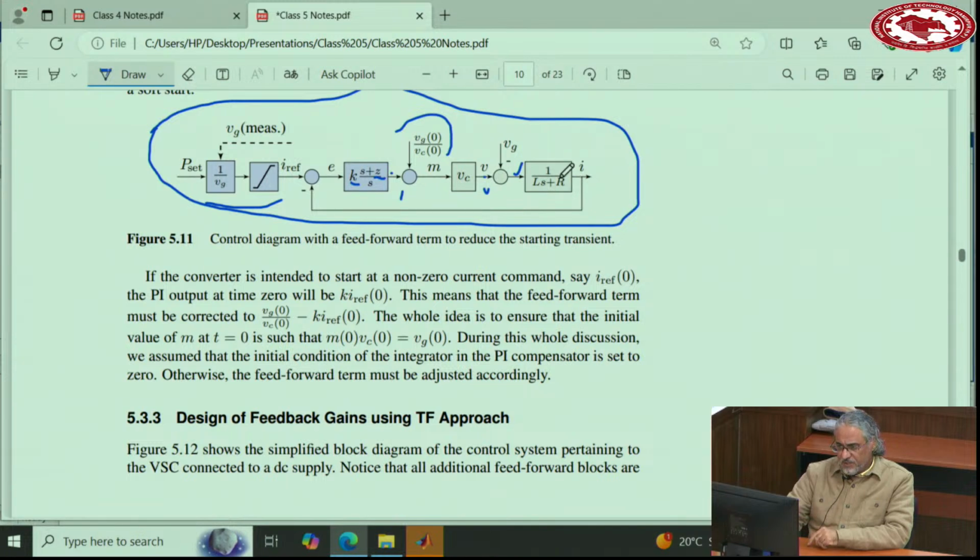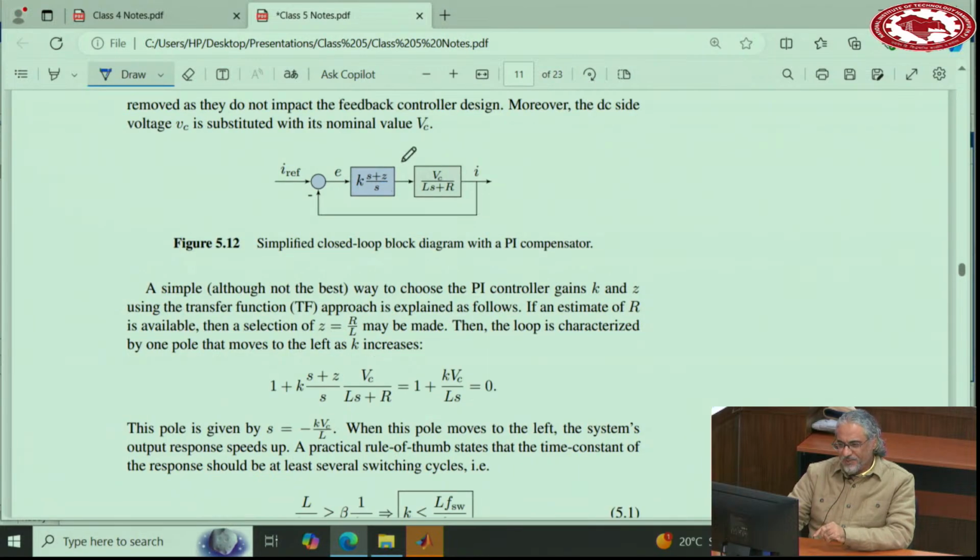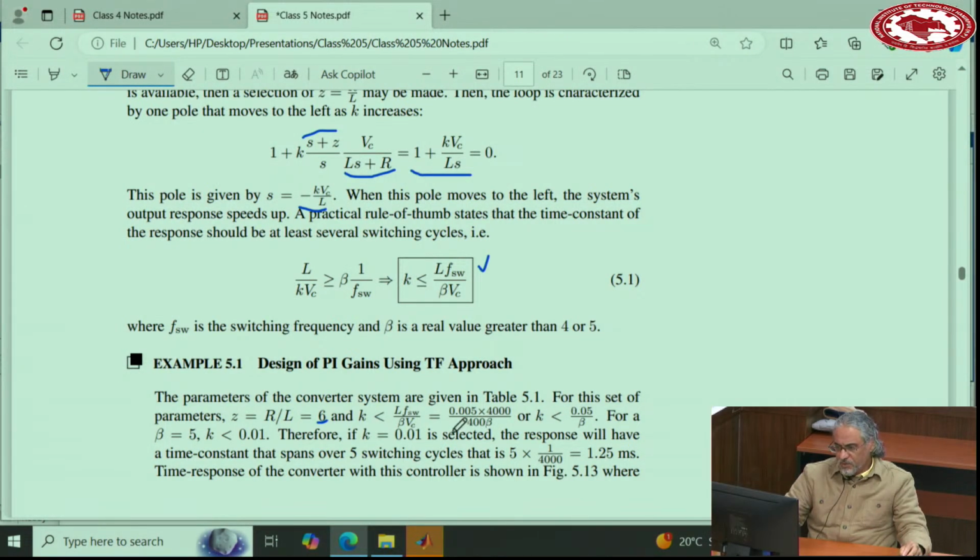In this case, this pole and this 0 will cancel each other, and the cancellation is on the left side of the complex plane, so it's not a big problem. It's not an instability problem, because R and L are always positive. So then the advantage of this: if you cancel this one with this one, then 4 or 5, something like that. So for 5, for instance, K will be 0.01. This is probably the fastest response you can get from this converter.